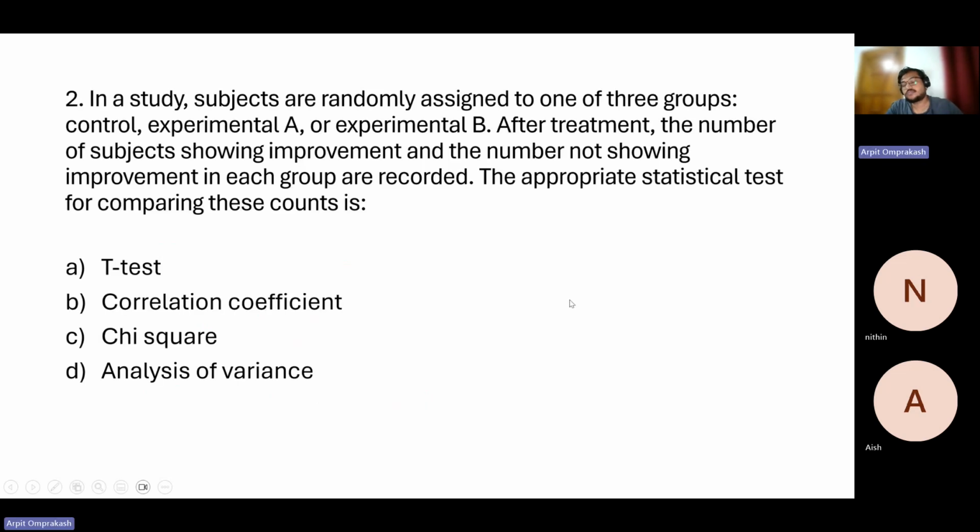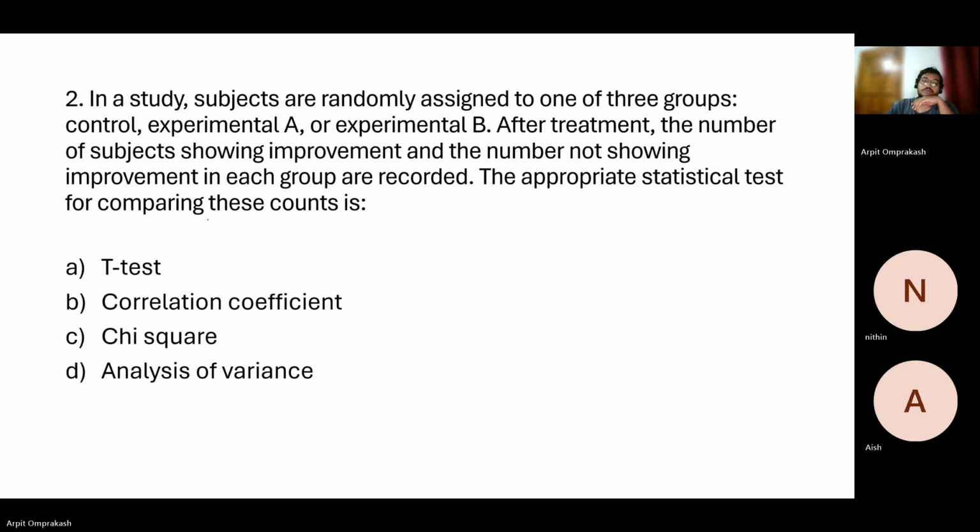The next question is, in a study, subjects are randomly assigned to one of three groups: control, experimental A, or experimental B. After treatment, the number of subjects showing improvement and the number not showing improvement in each group are recorded. The appropriate statistical test for comparing these counts is A, t-test, B, correlation coefficient, C, chi-square test, or D, analysis of variance. So in this case, what are we doing? We have a study where we have three groups.